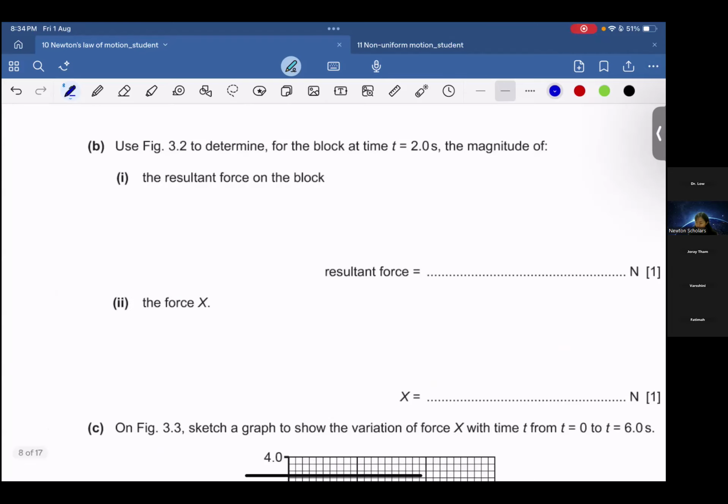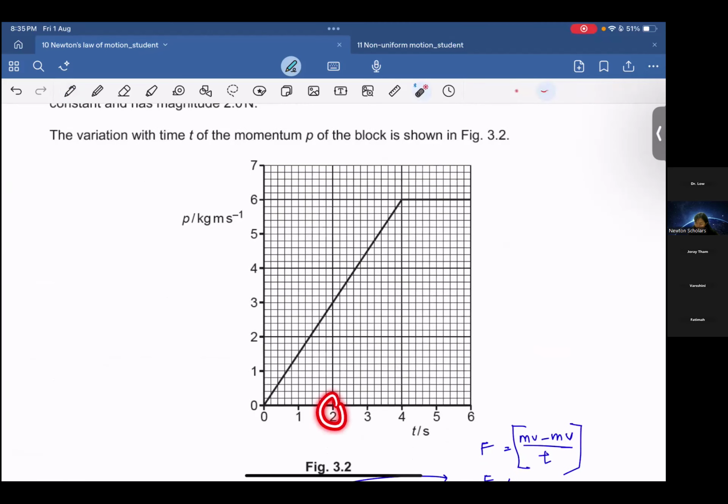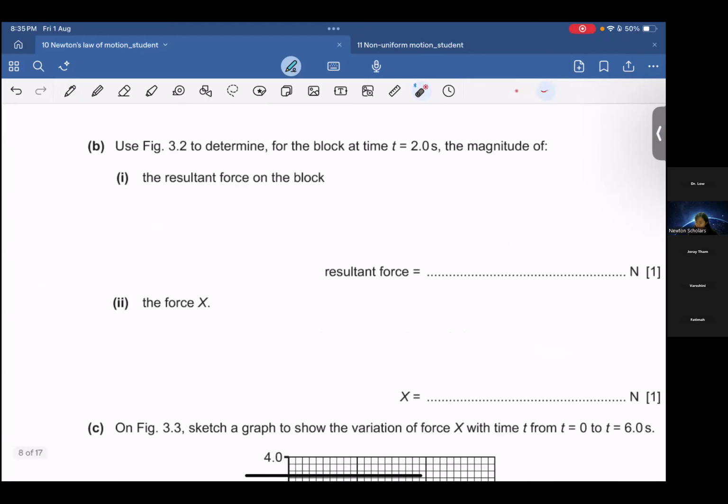Okay, so here we go to this. Using figure 3.2, determine for the block at the time 2 seconds. At 2 seconds here, what information can we get? Then after that, what do they want? Determine the magnitude of the resultant force. So boys and girls, can you try and then type your answer? Try first before I let you know the answer.